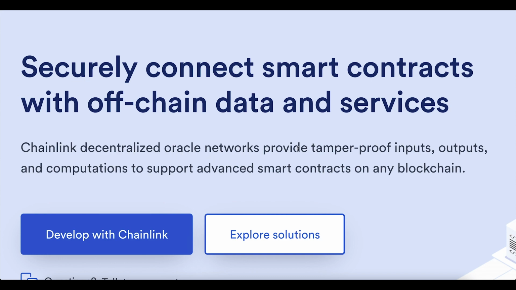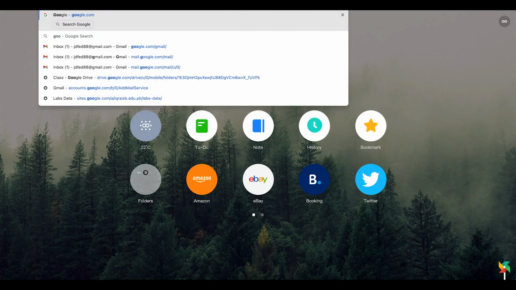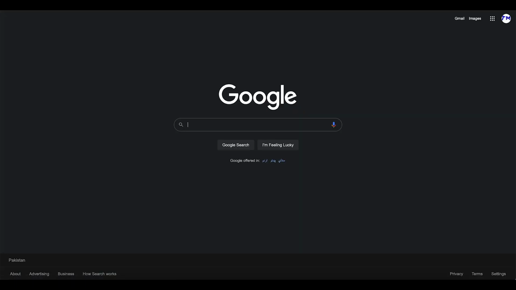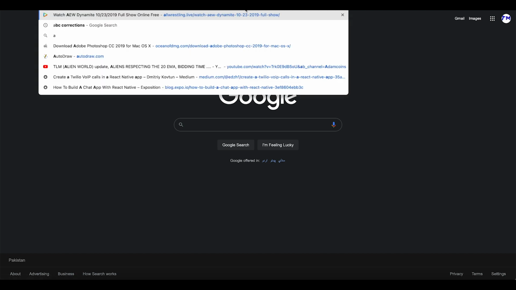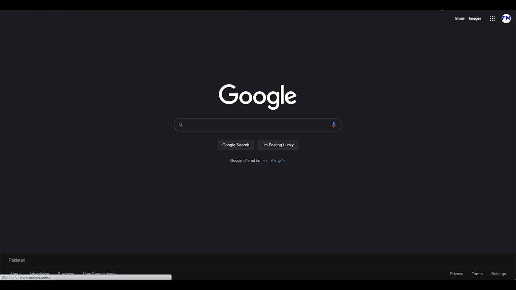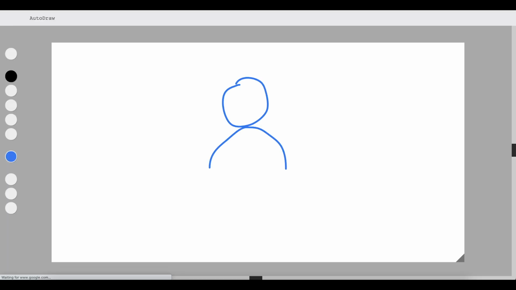Chainlink decentralized Oracle networks provide tamper-proof inputs, outputs, and computations to support advanced smart contracts on any blockchain. Even though I know some of you didn't get it, I'm going to explain this in a very, very simple way. Let me open up an online AutoDraw, by the way. Let's do this. autodraw.com here. I just want to do some small illustration and show you what we can do.